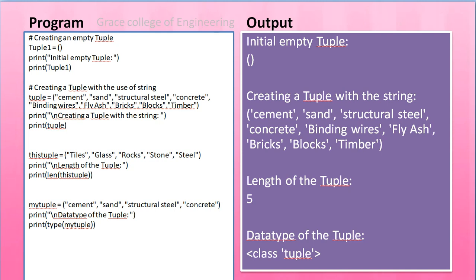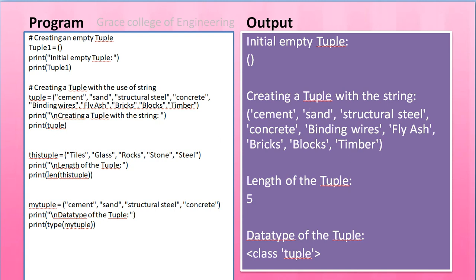Let's see the program. Side by side I have given the output also, then only it will be very easy to understand. So first creating an empty tuple. Empty tuple is created. You can see the output. Then creating a tuple with some strings, some elements. So tuple is equal to cement, sand, structural steel, like that.